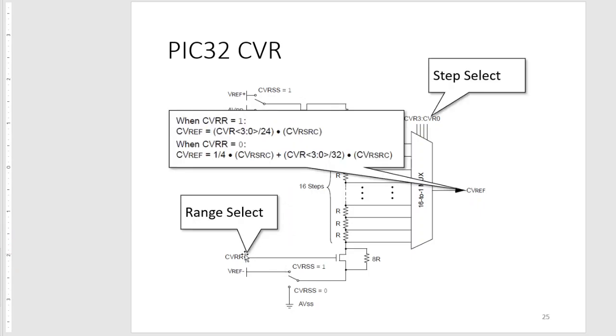So we have here a range select transistor, which connects an additional 8R resistor to the ladder, increasing the voltage output. So that means whenever CVRR is 1, our CVREF is this equation. As you can see, it's not really similar to what we use for our DACs. And then when CVRR is 0, we use this equation.